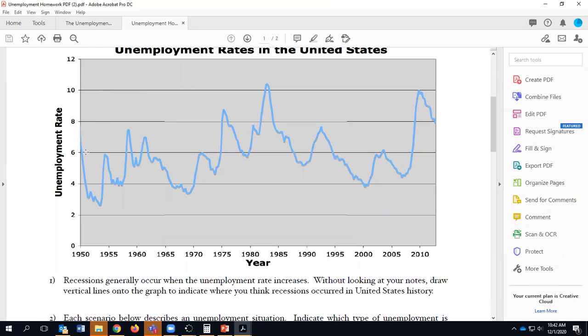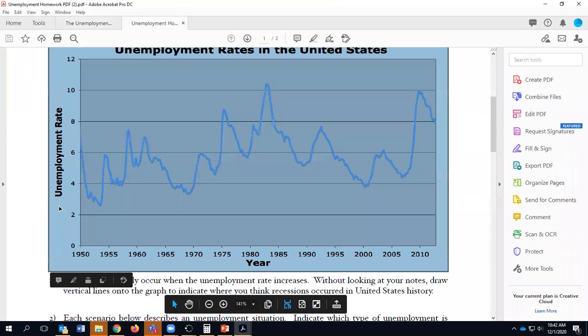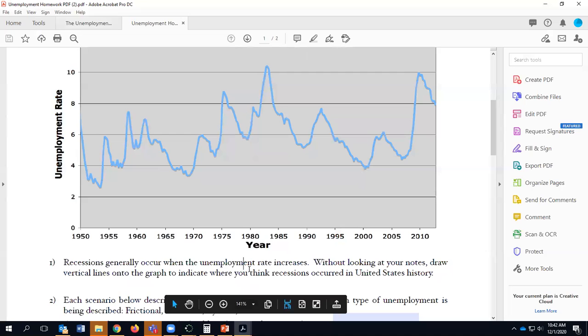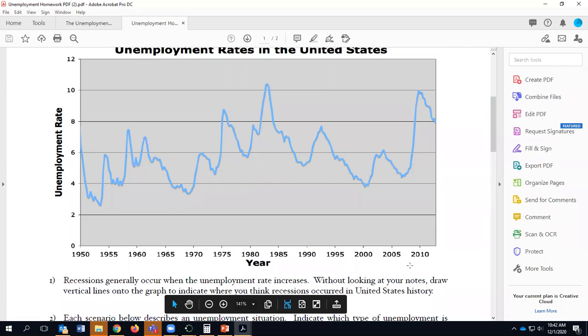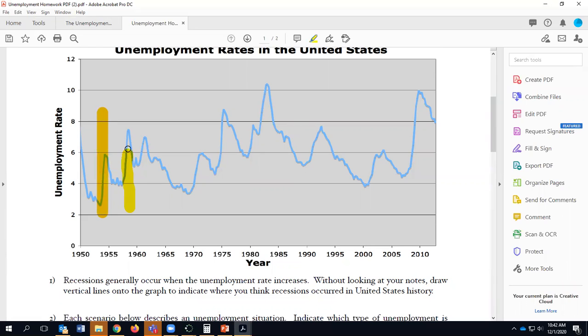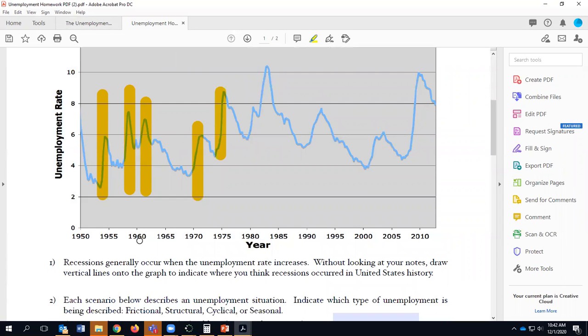So it says recessions, number 1, I'm reading. Recessions generally occur when the unemployment rate increases. Without looking at your notes, draw vertical lines on the graph to indicate where you think recessions occurred in United States history. Well, if unemployment rate is increasing, it's going to be these parts, right? So we're going to draw a line right here. I'm going to draw a line right here. It's all like the peaks where it's increasing. All right, make sense? Easy, easy, easy.